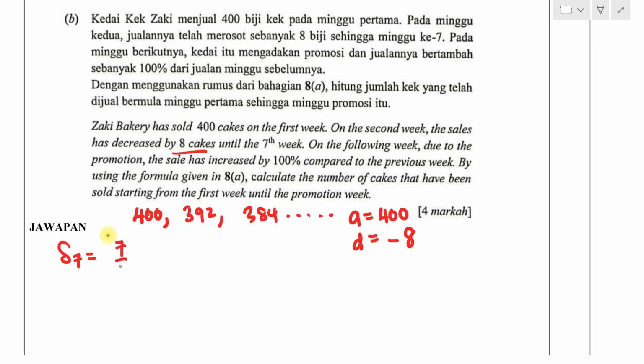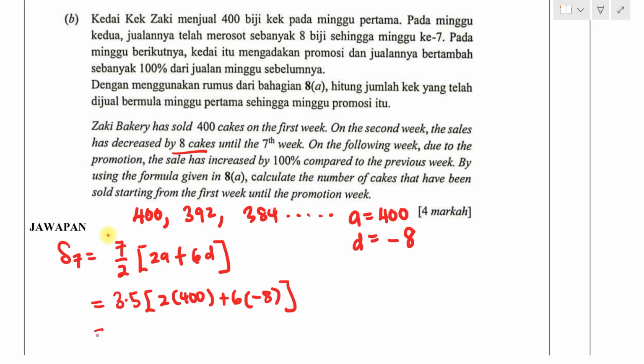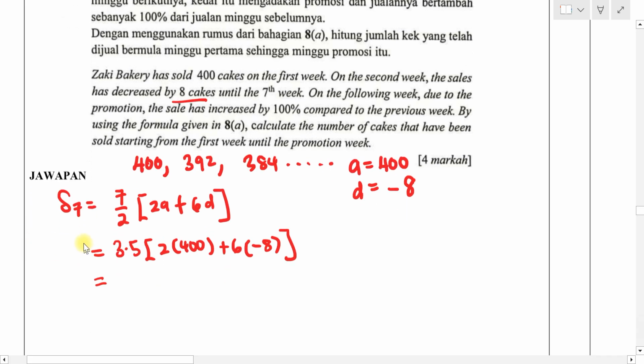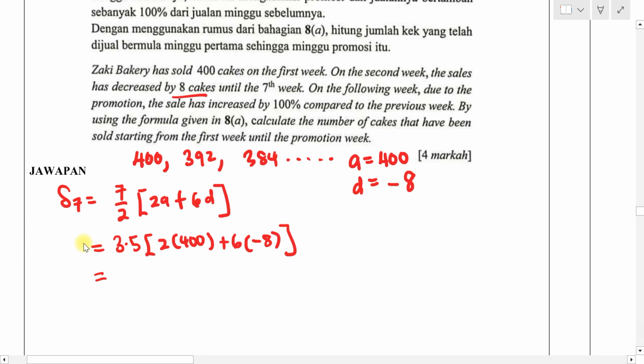S7 is 7 over 2 times (2a plus 6d). So 7 over 2 is 3.5. 2 times 400 plus 6 times negative 8. Let's calculate the sum of the 7 week orders.